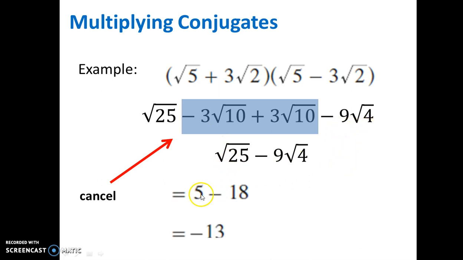Root of 25 is 5. Square root of 4 is 2. So we have 2 times 2 times 9 here, which is 18. 5 minus 18 is negative 13.